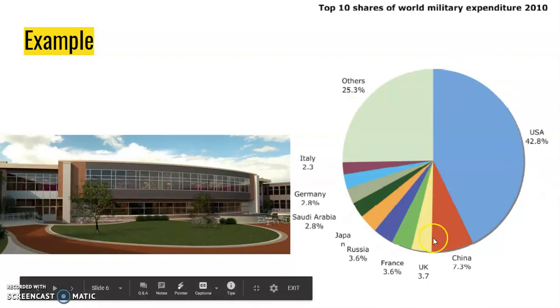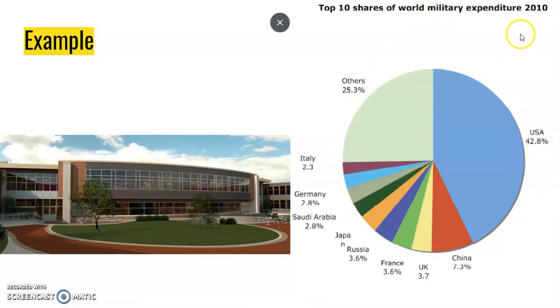Another example you can see here on the right is military expenditure, and this is an interesting graph. This is all the way back in 2010, right? But I believe this number has gone up. But this is the top 10 shares of world military spending. So you could see all of the military spending for these top 10 countries in the world, 42% of that comes from the United States. We spend the most money on the military than any other country in the world, which is pretty interesting to think about, right? So that's where the majority of our money goes.